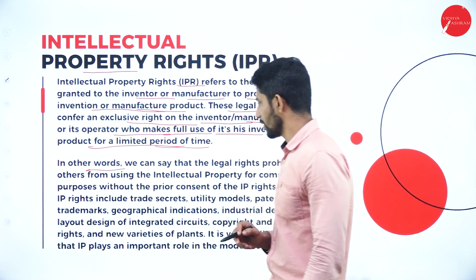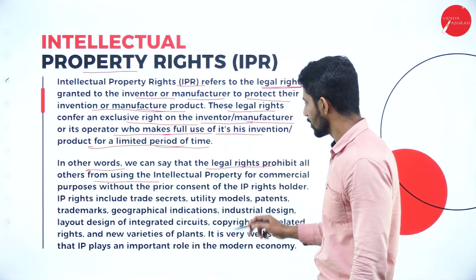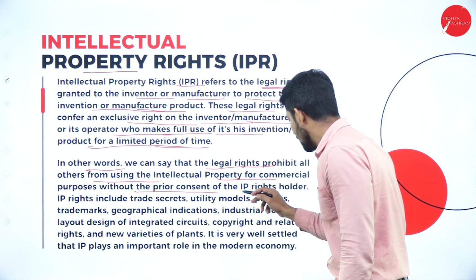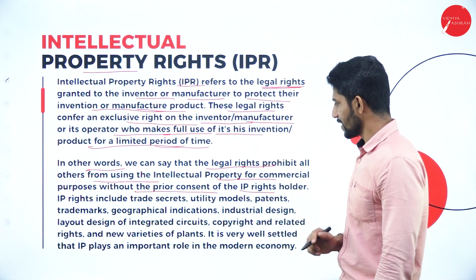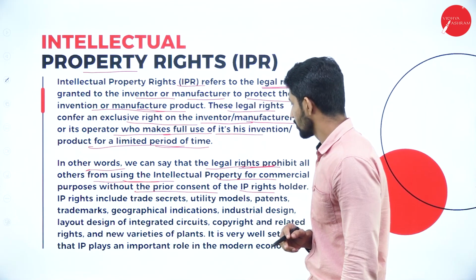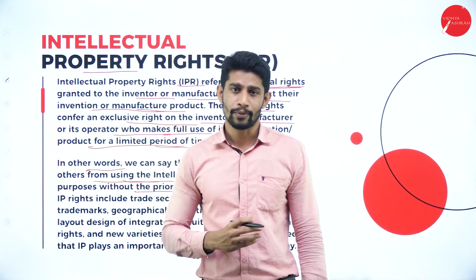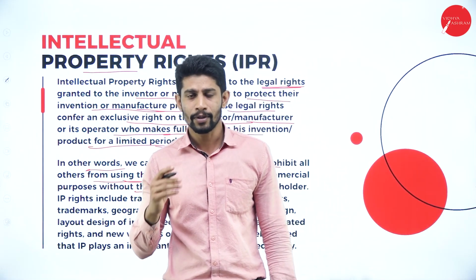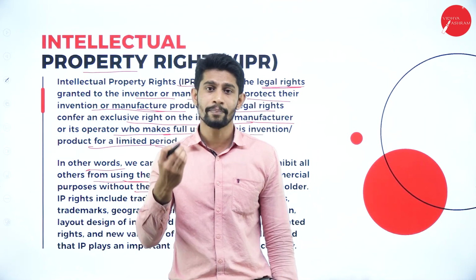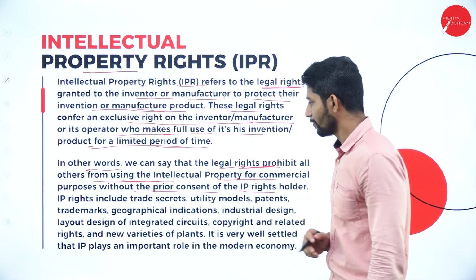In other words, we can say that the legal rights prohibit all others from using the intellectual property for commercial purposes without the prior consent of the intellectual property right holders. That is, the legal rights prohibit others from using the intellectual property for commercial purposes without the consent of the person who invented that product or anything. For example, if you invent an electric bike, then without your consent, without your permission, other persons can't use it for commercial purposes for a limited period of time.